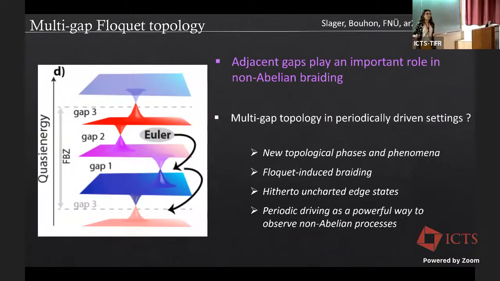So for this Euler class, adjacent gaps are now important, right? I'm braiding through the adjacent gaps. Now one interesting question is, if I have Floquet, I have 3 bands. If there's periodic driving in this system, I'm going to have infinitely many replicas of this. So I have this anomalous gap, which can take the role of an adjacent gap. What happens to this multi-gap topology if I have a periodic driving?